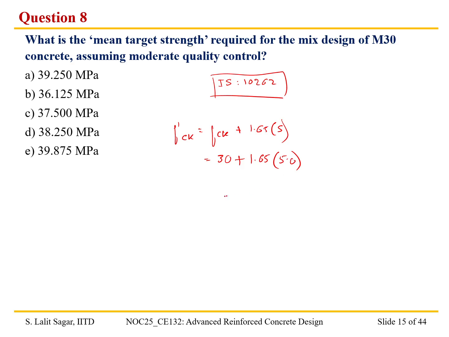So what do we get? We get a mean target strength of 38.25 MPa, which is option B. I think we can move on to the next question now.